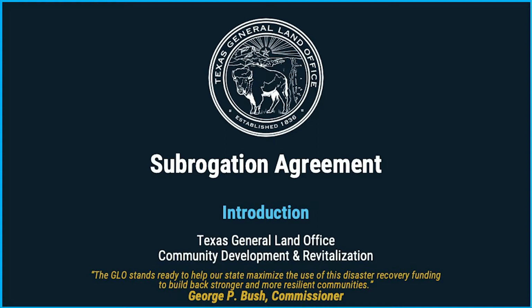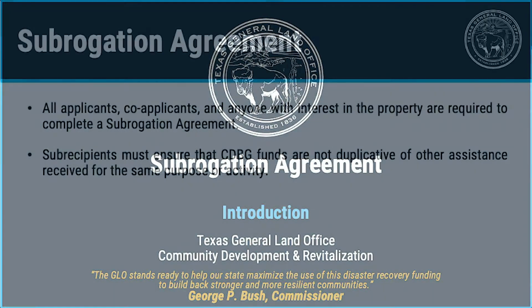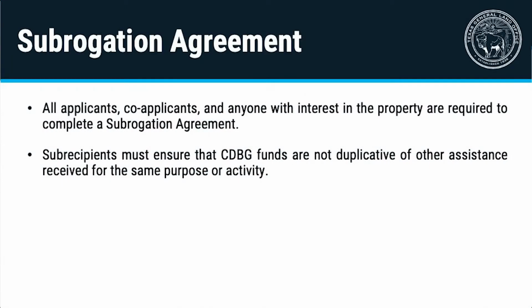Scroll down to the left side checklist section and click on the Subrogation Agreement link. Once you click on the link, your computer will download the fillable document. Please note, you will need Microsoft Word to view and edit the document. All applicants, co-applicants, and anyone with interest in the property are required to complete a subrogation agreement.